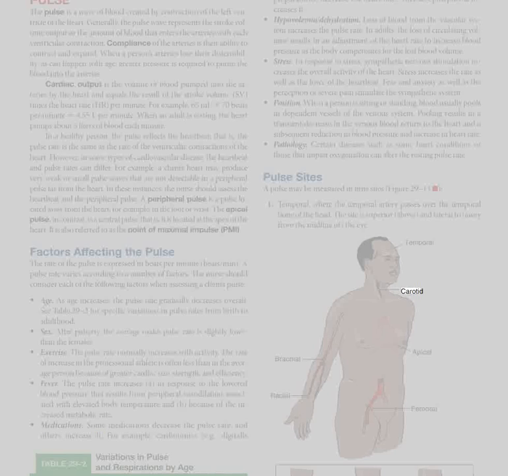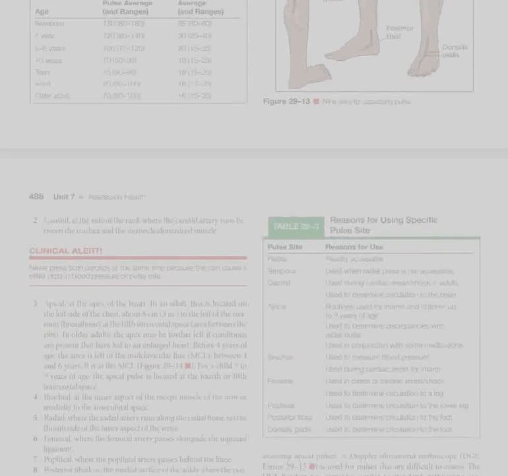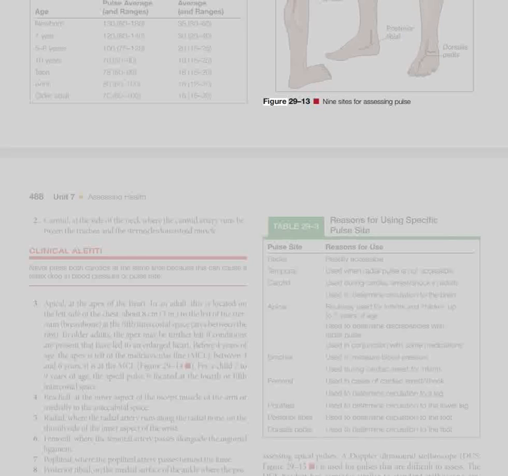Carotid. Apical. Brachial. Femoral. Temporal. Radial. Popliteal. Dorsalis pedis. Posterior tibial. Figure 29-13, sites for assessing pulse.